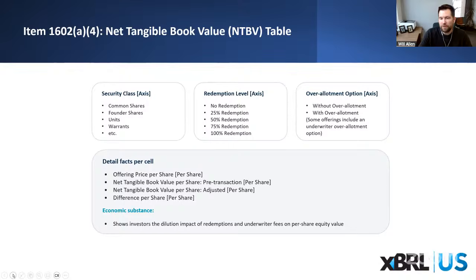So the table structures this logic by showing, number one, no redemption, the best case scenario for the shareholders. Number 2, a 25% redemption, 50% redemption, 75% redemption, or a 100% or maximum redemption. So that increases your dilution over each of those scenarios. For each scenario, it calculates the adjusted net tangible book value and the difference from the offering price. So there's a lot there. Let's take a look at an example. If we could go to the next slide.